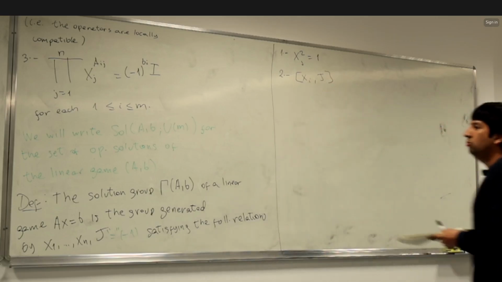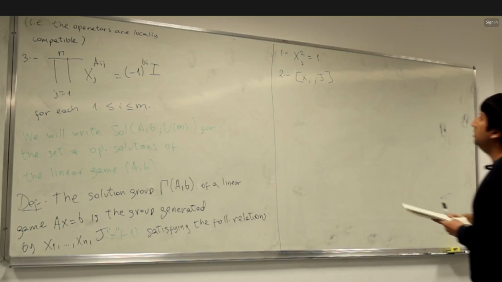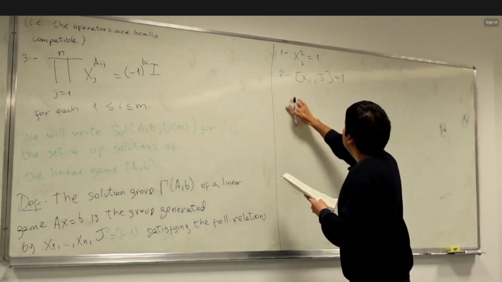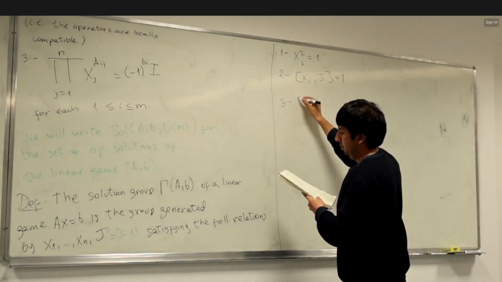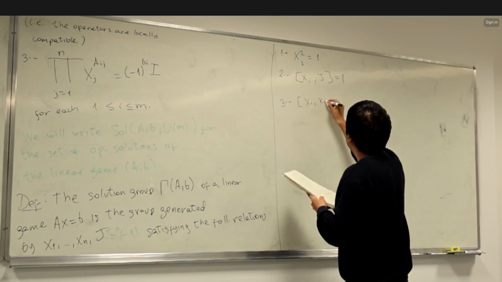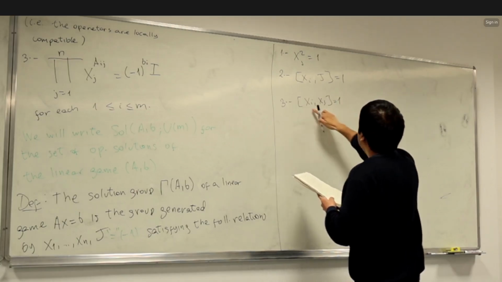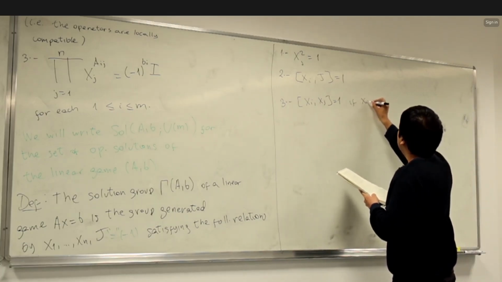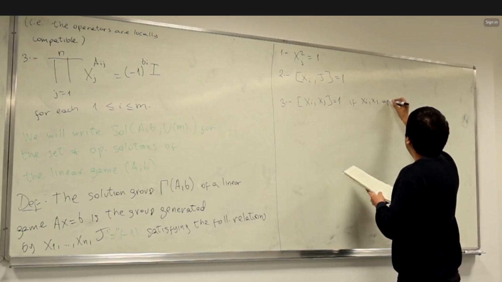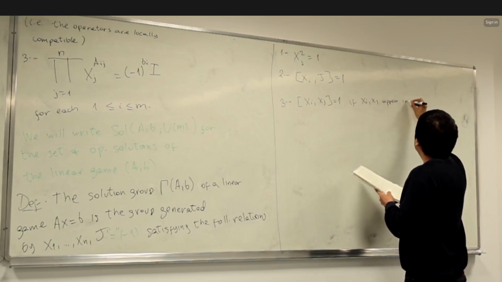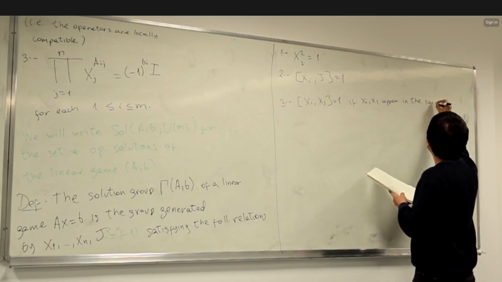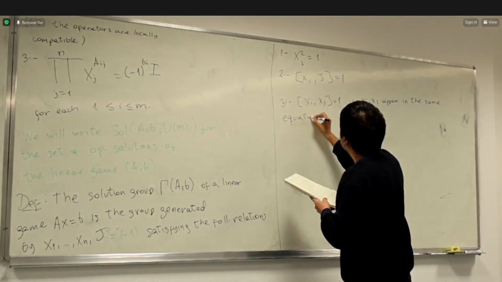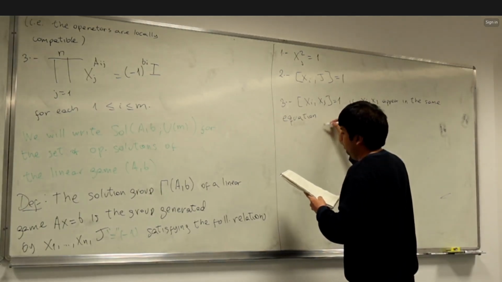J commutes with any of the other variables xi. Xi and xj commute if these variables appear in the same linear equation.